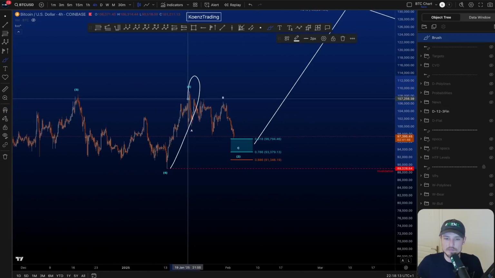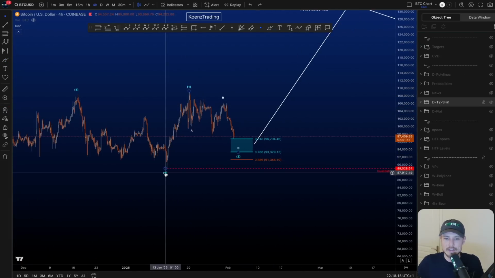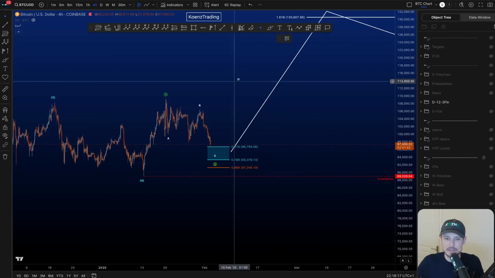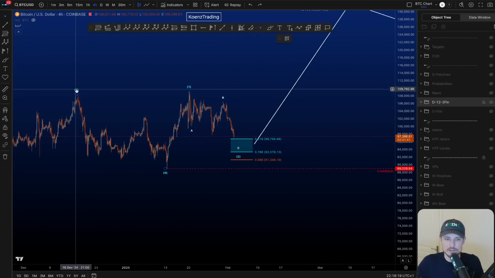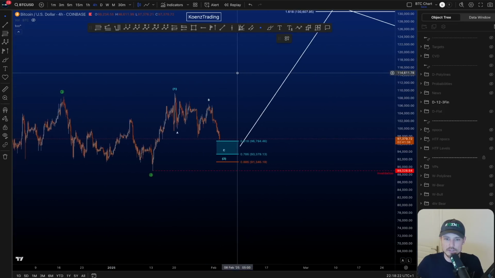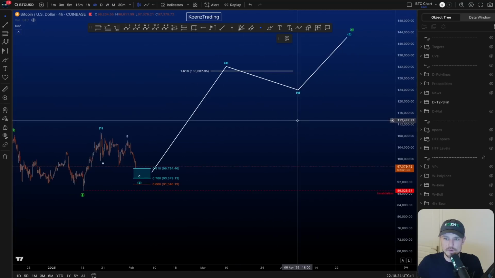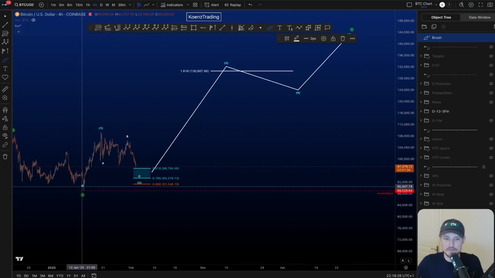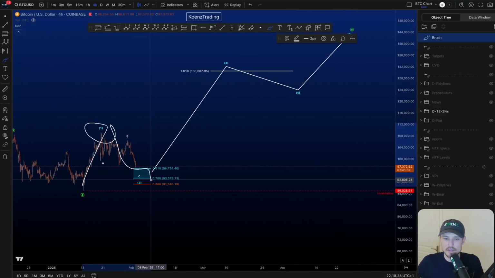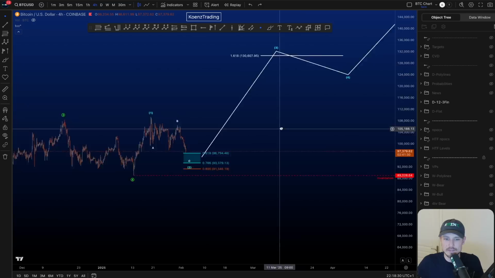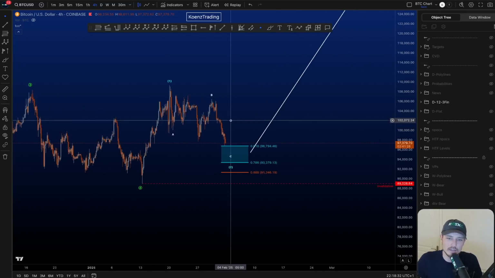So this is wave 1. Should probably label it in a different color. Let me make this green. Not that one actually, this one here. Let's label this green. So inside wave 5, the green wave 5, we then have the blue one already finished, then 2, 3, 4, 5 towards the upside. Invalidation very clear, 89K low.